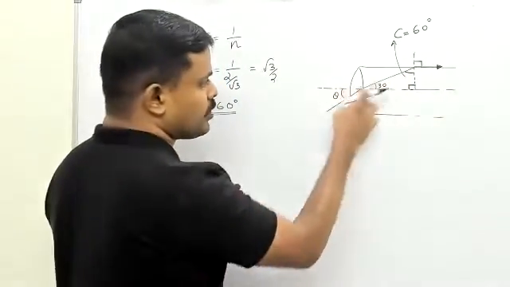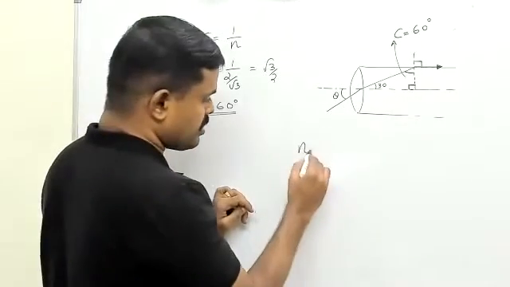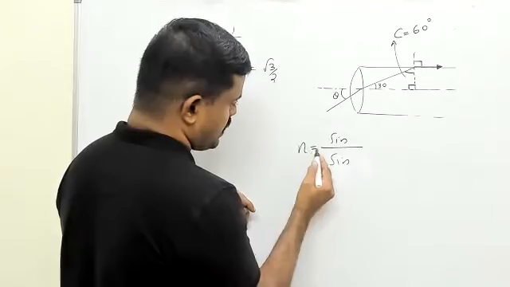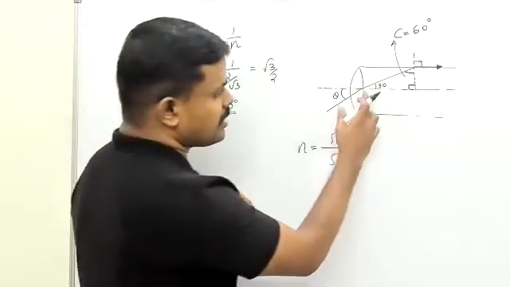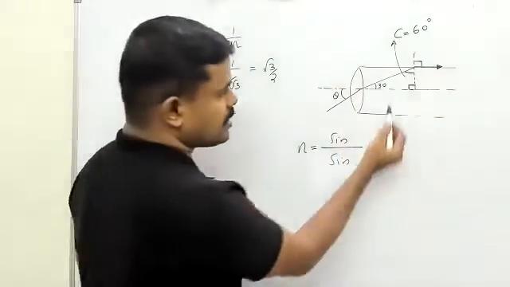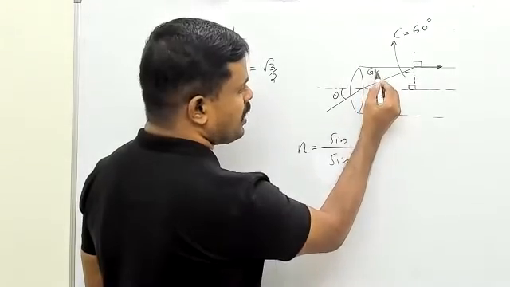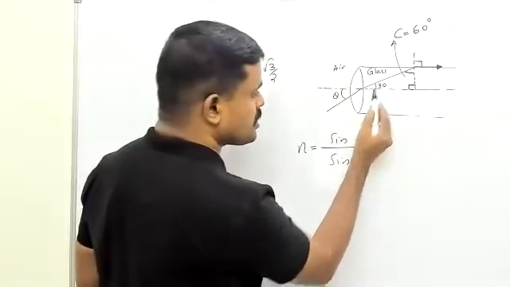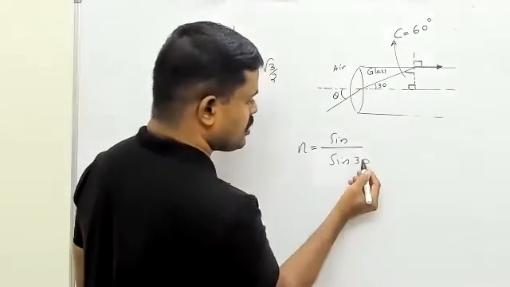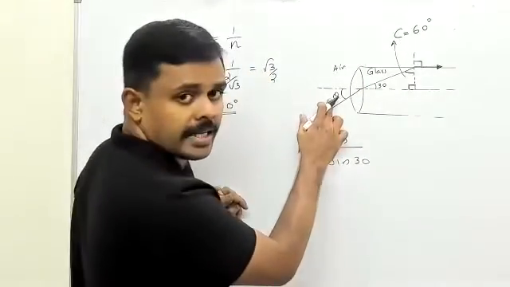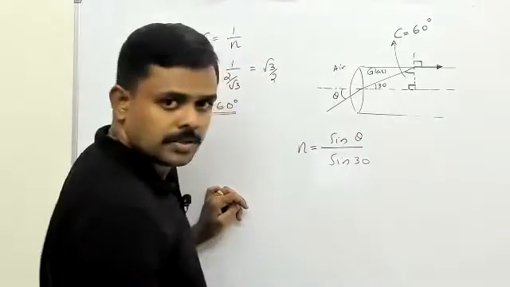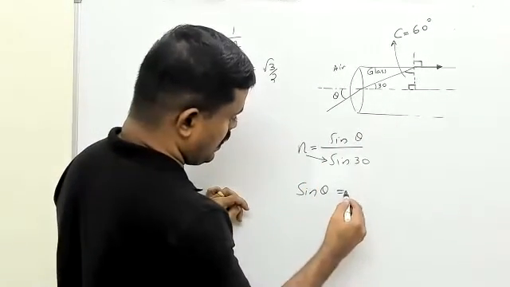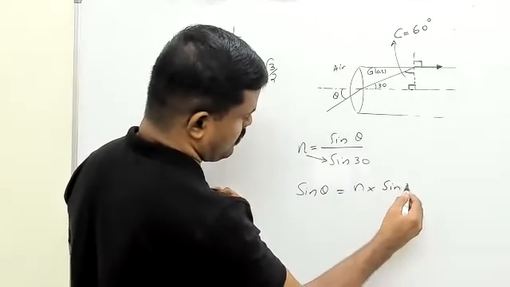Now I can apply Snell's law here on the surface. Tell me what is Snell's law? N is equal to sine by sine. What is the angle inside denser medium? This is denser medium. Glass, no? Glass is denser medium. This is air. So what is angle inside denser medium? It is 30 degree. That should come in the denominator. What is angle inside rarer medium? Theta. So cross multiply, sine theta is equal to n into sine 30.